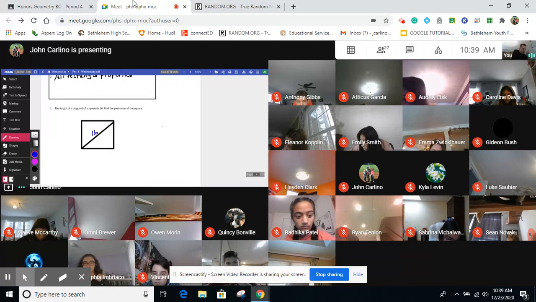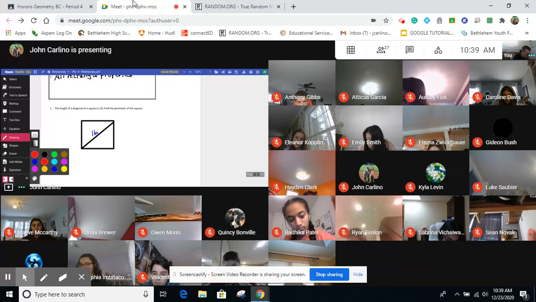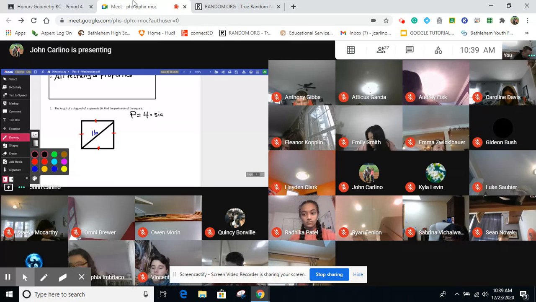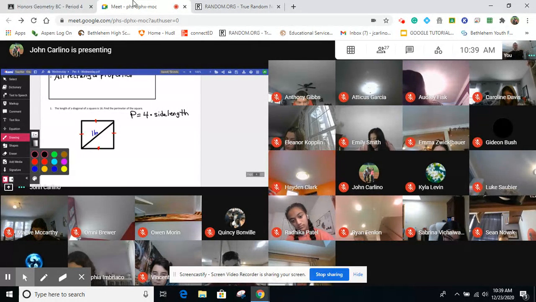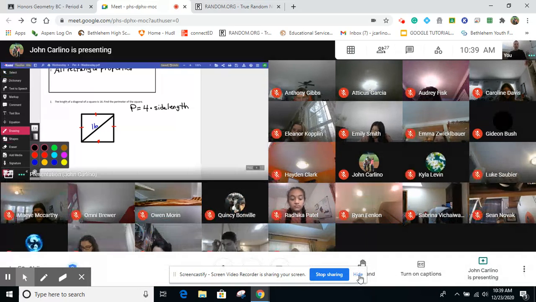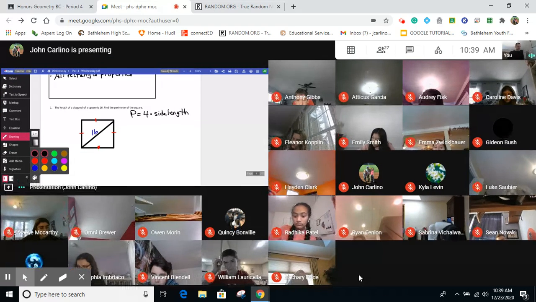Well, I do know all four sides of a square are equal. So if I'm going to ask you guys to find the perimeter, I'm just writing some thoughts down here. That would mean four sides times one side length. Doesn't matter which side you find because they're all equal. Here's where I need your help. How do I find a side length just knowing that the diagonal is 16? How can I find a side length if I just know a diagonal is 16?